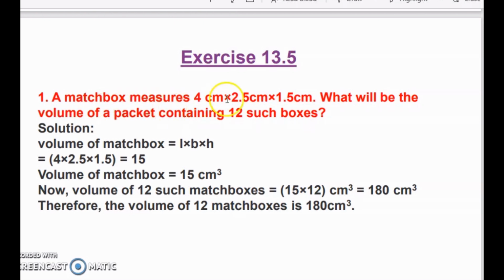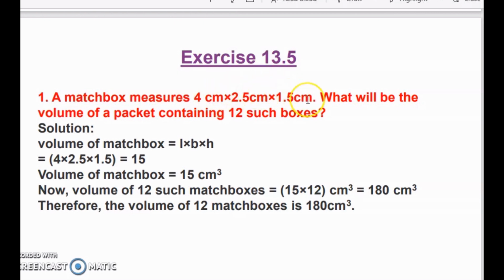A matchbox measures 4 centimeter by 2.5 centimeter by 1.5 centimeter. That means the length, breadth and height of this matchbox is given to you. It is cuboidal in shape, you can make out from the dimensions. What will be the volume of a packet containing 12 such boxes? So there is one big packet which is containing 12 smaller boxes.